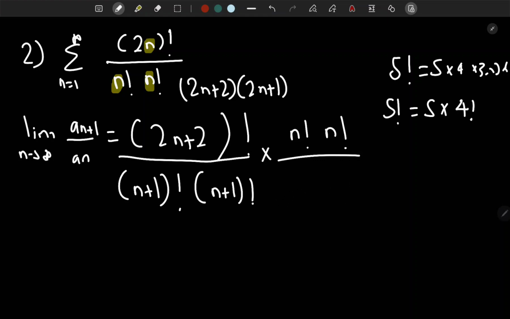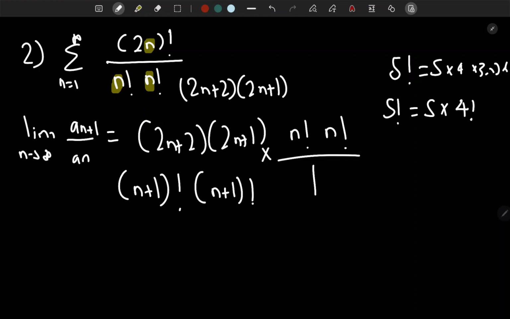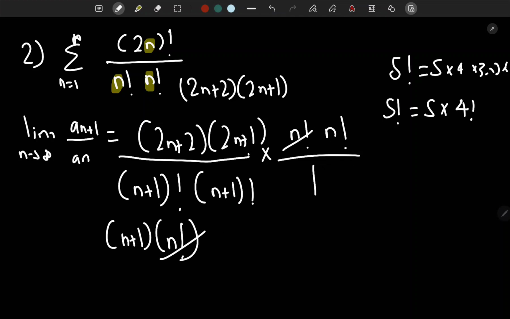So let me just erase this. It's going to be a 1 over here, and this entire part we can erase it now and just write 2n plus 2, 2n plus 1. Now let's do the same thing for the remaining denominator and numerator over here. So n plus 1 can be written as n plus 1 into n factorial. And this n factorial can be cancelled with this part, and the same thing over here.